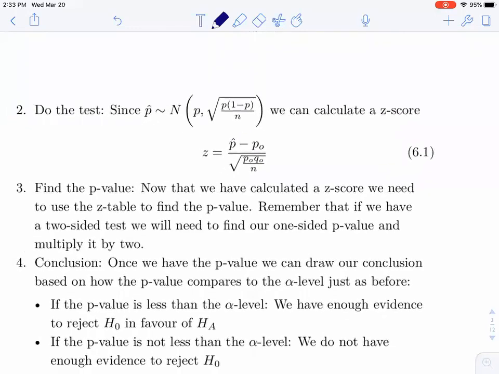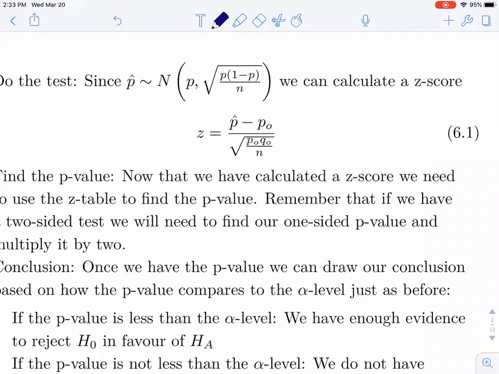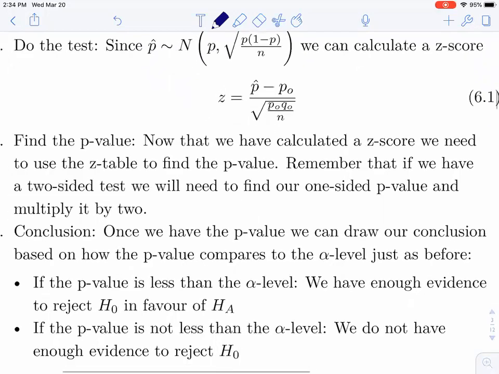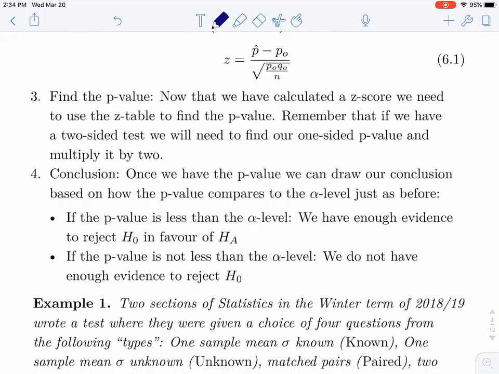In step 2, where we do the test, we just take our P hat minus P naught from our hypothesis, over the square root of P naught, which is the same as this number, times 1 minus P naught over N. And then, just like before, when we kept calculating T's, once we had the T, it behaved the same way. Now that you have a Z, it just behaves the same way. You use the Z table to find your P value. Even though it's been a while, we know how to do it, right?